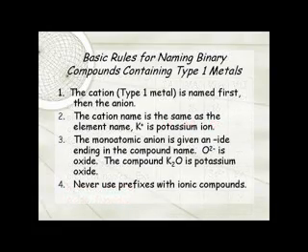Here are some basic rules for naming binary compounds containing type 1 metals. The cation, which is the positively charged ion, the type 1 metal, is named first, and then the anion. The cation name is the same as the element name. For instance, K+ is potassium ion. When you name a compound with K+ in it, you'll drop the ion part and then just name the anion afterwards. So the monoatomic anion is given an -ide ending. In the compound name, O2- is oxide. So the compound K2O is potassium oxide.